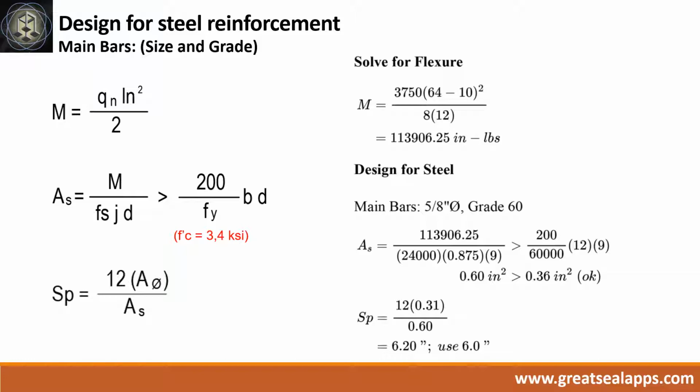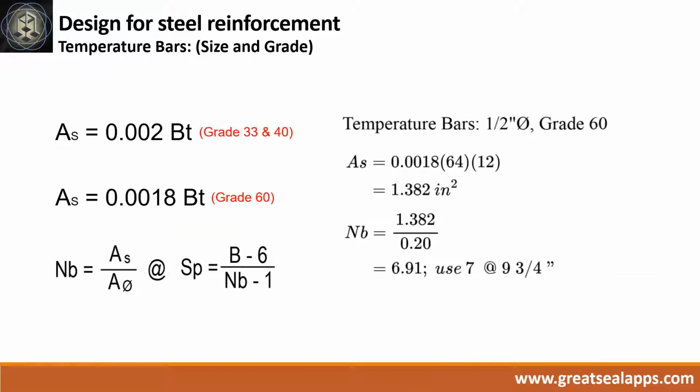Given footing width of 64 inches, 10-inch thick concrete wall, and net soil pressure of 3,750 psf, the moment is 113,906.25 inch-pounds. The area of steel is 0.6 square inch, and the spacing for 5/8-inch diameter bar is 6 inches. The area of steel for temperature bar is 1.382 square inches. The number of bars for half-inch diameter is 7.